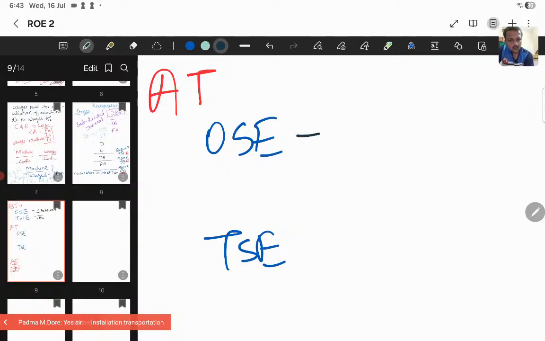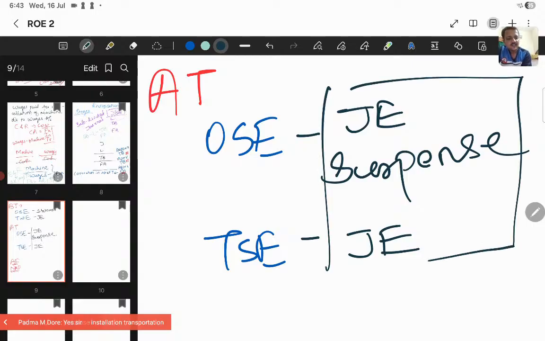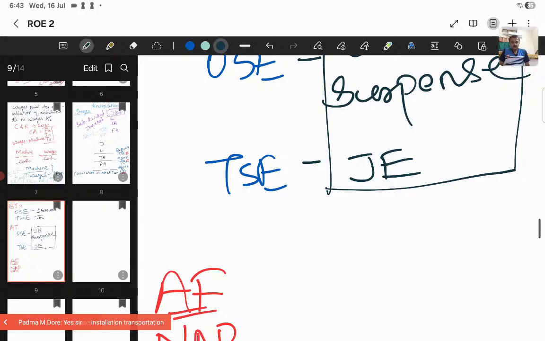Now, one-sided error will be rectified with journal entry. Remember, after trial balance, everything will be journal entry, but when it is a one-sided error, it will be rectified through suspense account. It will be rectified through suspense account.